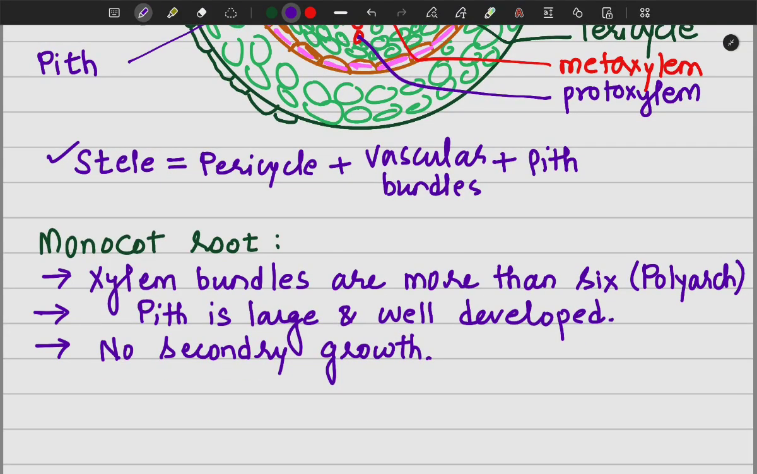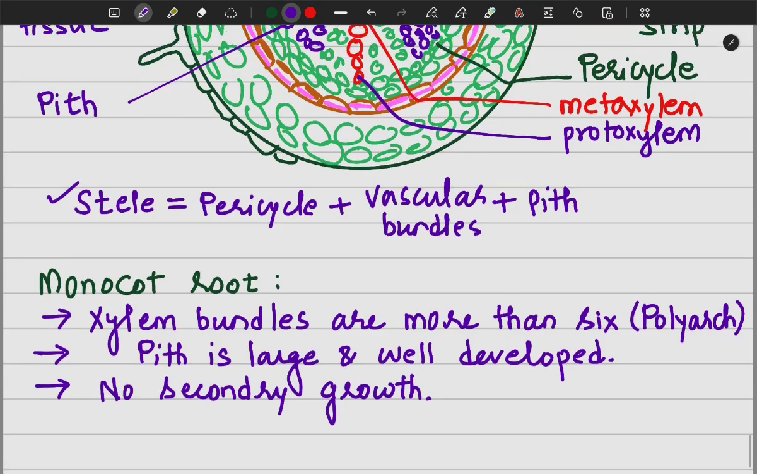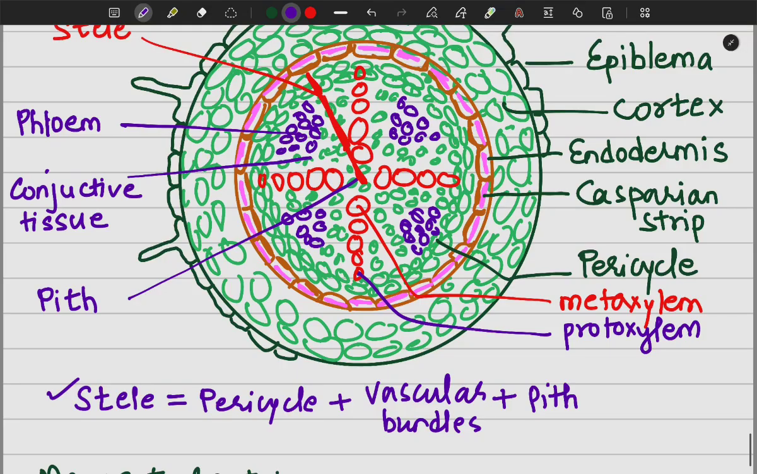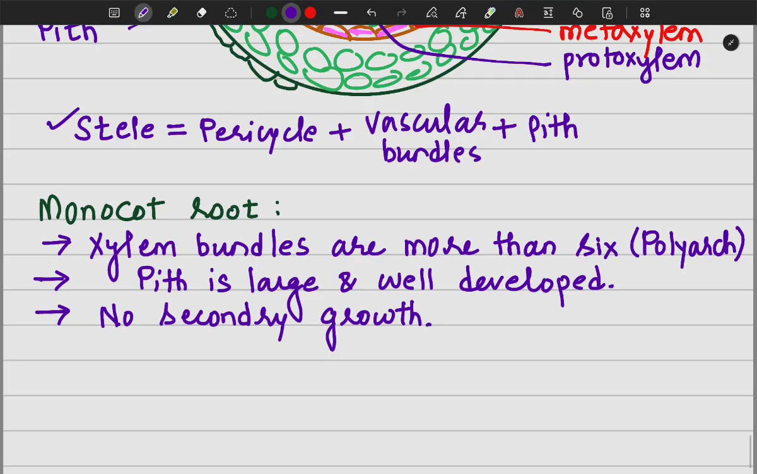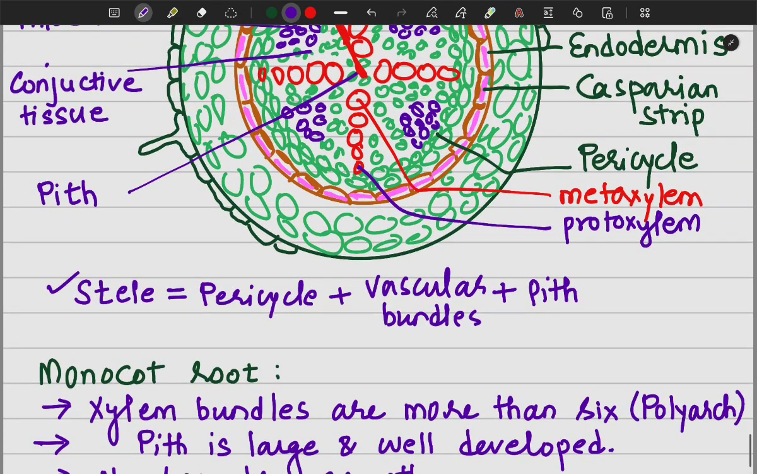If we compare monocot and dicot root, the structure would be similar. The anatomy of the monocot and dicot root would be similar in all respect except these 3 points. In dicot roots, the xylem and phloem bundles are usually 2 to 4 in number, and the pith is very small or inconspicuous, whereas in case of monocot roots, the xylem bundles are usually more than 6, which is called polyarch, and the pith is large and well developed. Besides that, in monocot root there will be no secondary growth, but secondary growth will be seen in dicot roots.